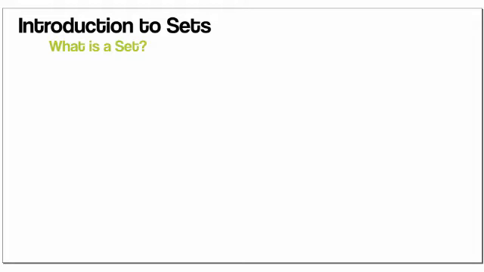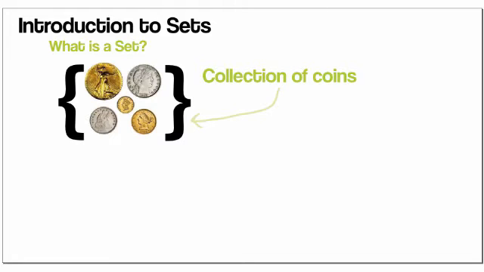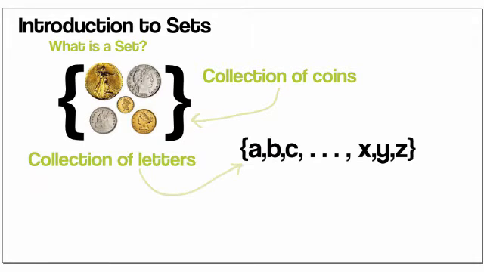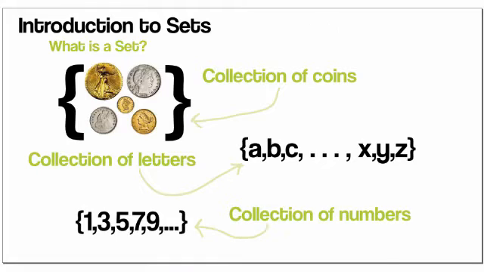So first of all, what is a set? A set is basically a collection of items, a collection of coins, or a collection of letters, or a collection of numbers.